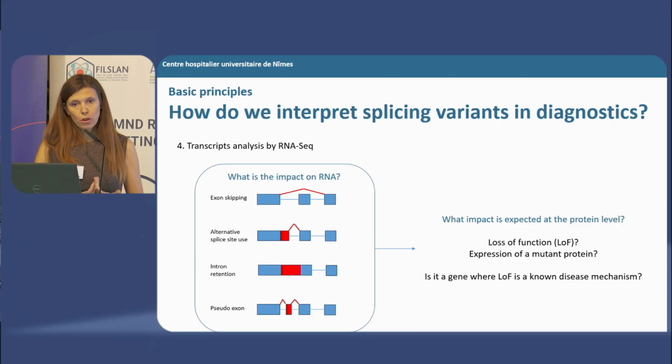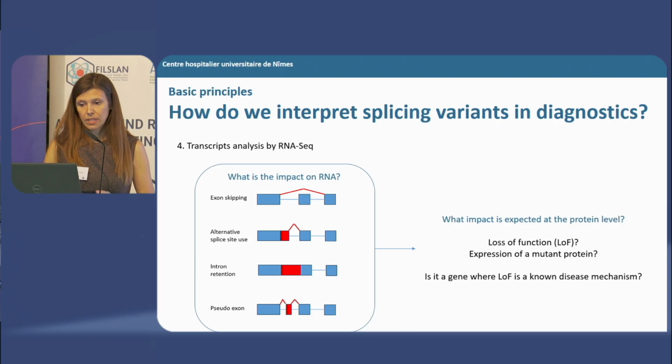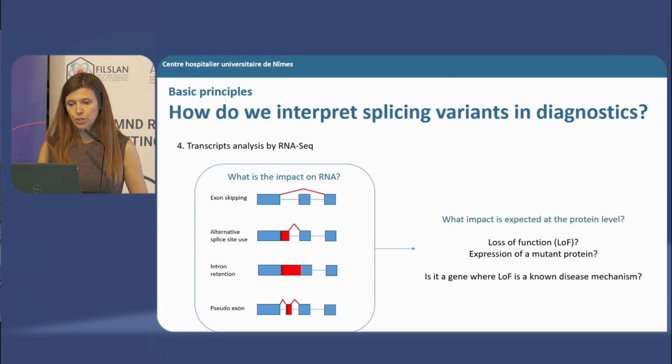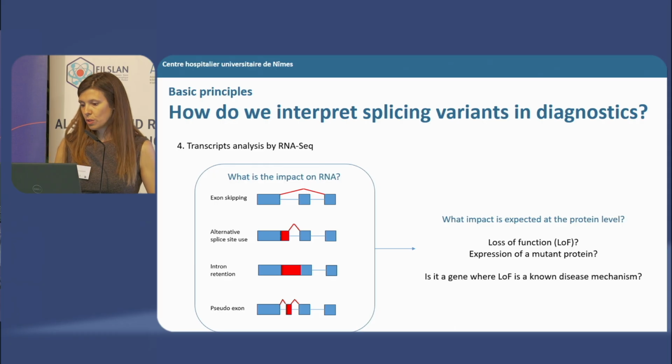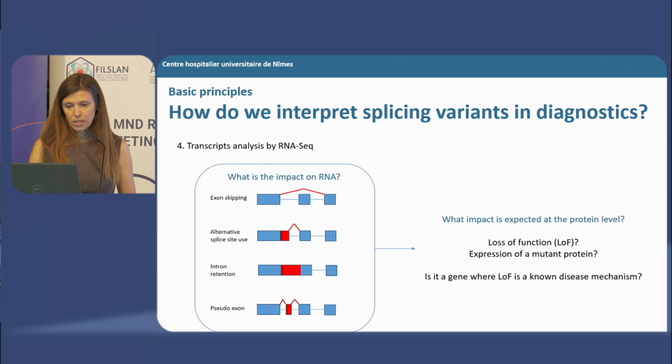Will it be a loss of function or the expression of a mutant protein with a slightly different sequence, or a truncating protein? And also we have to be very aware of the gene that is involved. Is it a gene where loss of function is a known disease mechanism, or is it a gene where it's more toxic gain of function?